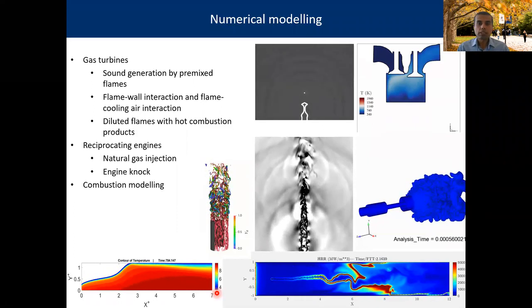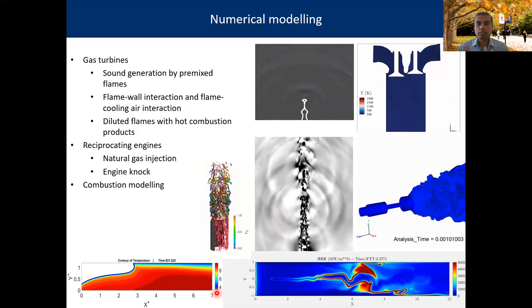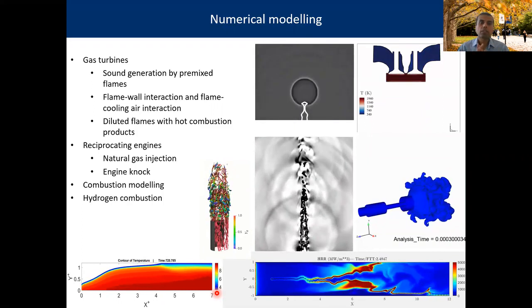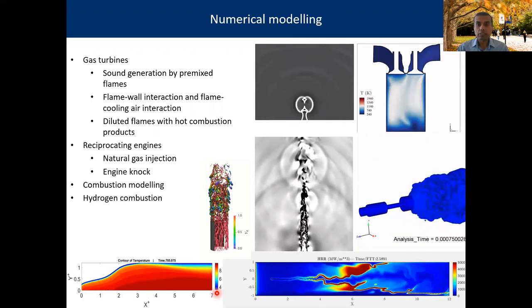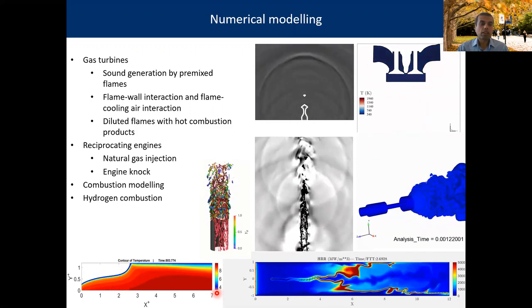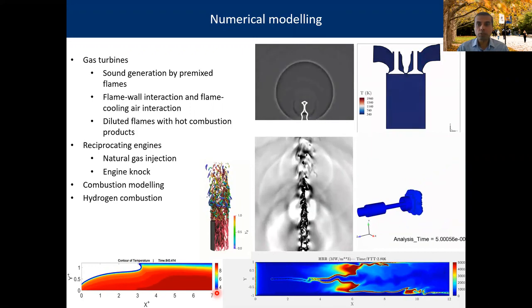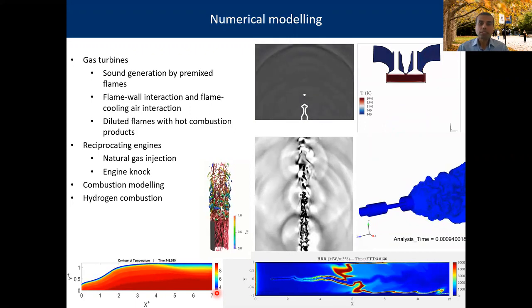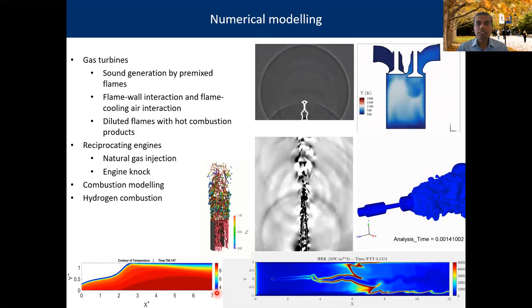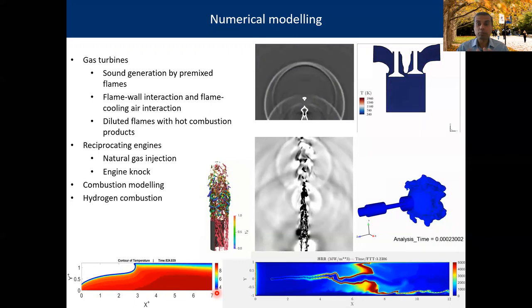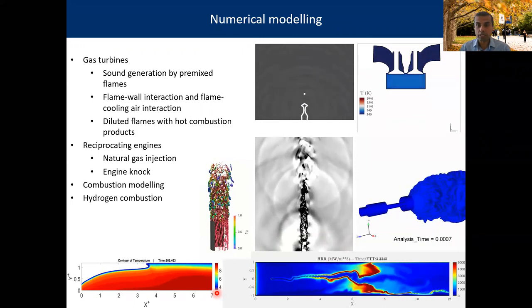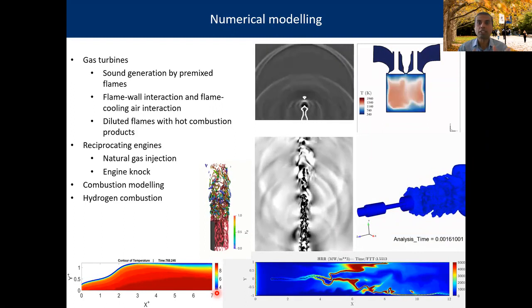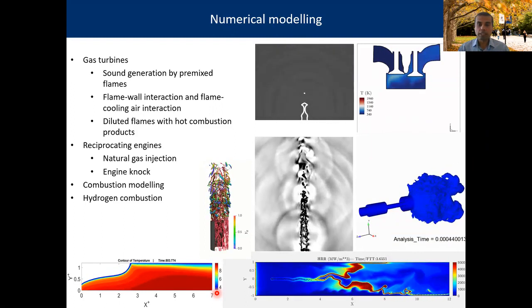Another group of problems is related to combustion modeling, which is relevant to both reciprocating engines and gas turbines. And finally, hydrogen combustion is another area that we are working on, because hydrogen is a clean fuel, especially if it's produced from renewable energy. But the issue with hydrogen is that it has very different properties compared to conventional fuels like natural gas, and you cannot simply burn them in devices which are designed for operating with conventional fuels.